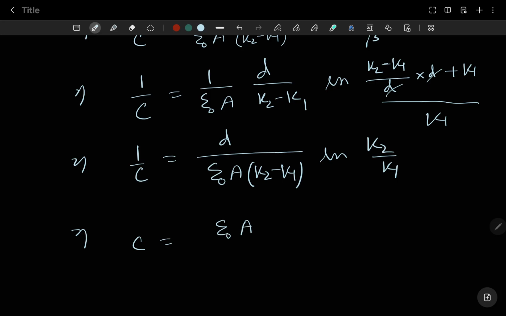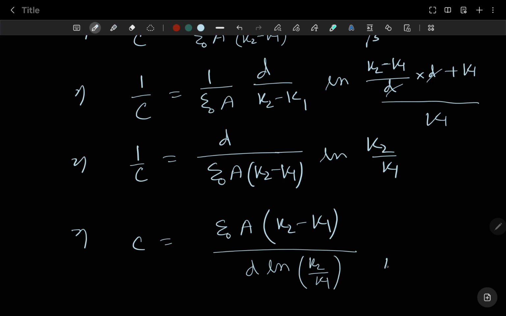So C will be epsilon naught A (k2 minus k1) by d, log k2 by k1. Okay, so this will be the capacitance.